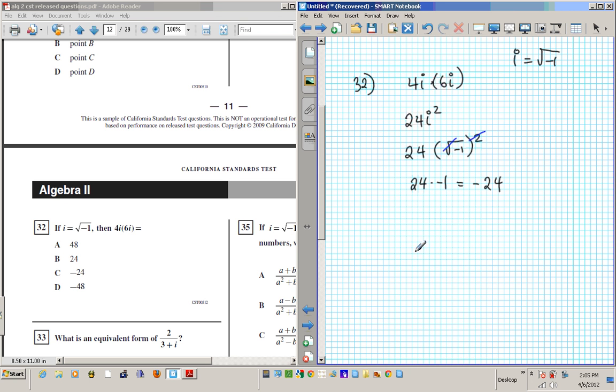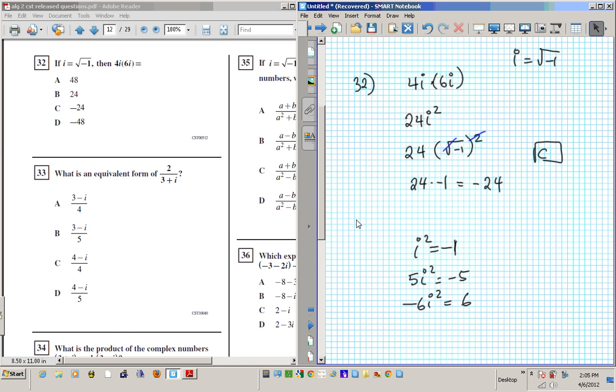Okay, so what I'll need you to remember is that i squared equals negative 1. It's always the opposite of the number. So for example, 5i squared is going to be negative 5. Negative 6i squared is going to be 6. Like that. So i squared just changes the sign. That's what i squared does. So you notice i squared changes 24i squared into negative 24. Okay, so the answer for 32 is C. Alright, now let's move on to question number 33.